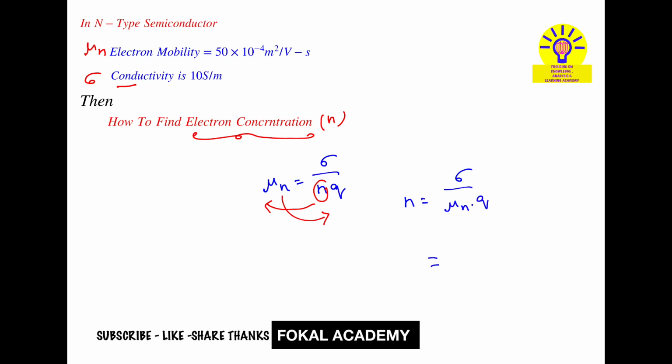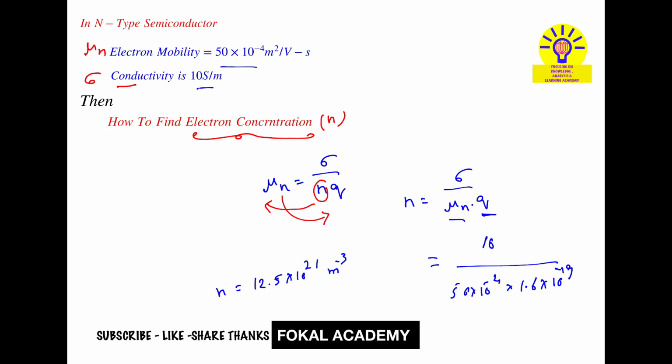Sigma is given as 10 Siemens, that is 10, divided by mu n, which is given as 50 into 10 power minus 4, into q, and q is the charge, that is 1.6 into 10 power minus 19 coulombs. By using a calculator and simplifying this, we will get n equal to 12.5 into 10 power 21 per meter cube, that is meter inverse cube. So this much electron concentration is there per meter cube. Okay, and this is the process of simplification.